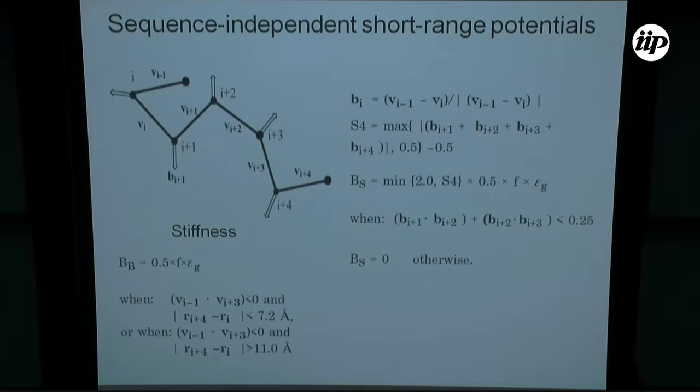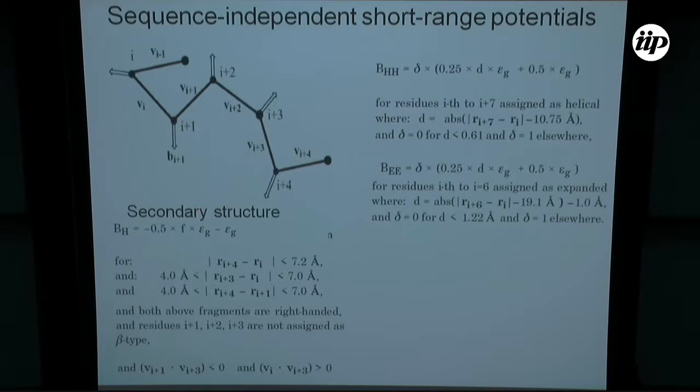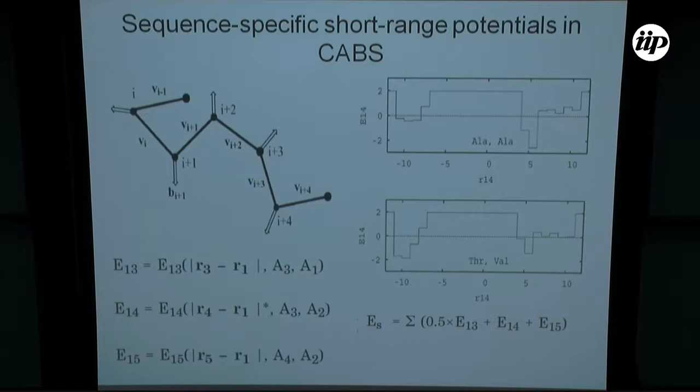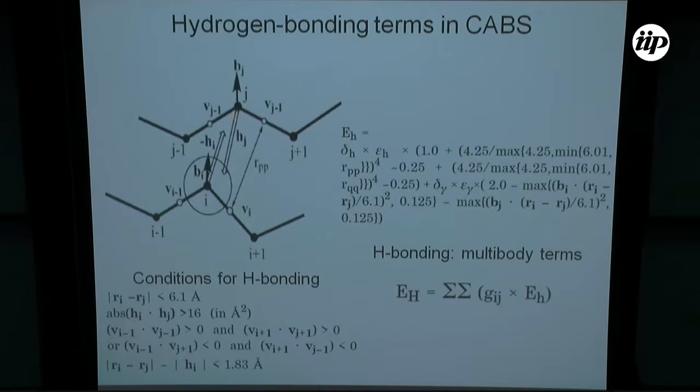These sequence-independent short-range potentials keep secondary structure and prevent too much crumpled structure. You can see here these statistical potentials used in the raw form. These are short-range potentials that are sequence-dependent, so they are maybe like torsional potentials. And hydrogen bonding potentials, which essentially say that if I have a hydrogen bond here and a hydrogen bond here, there is an additional energy bonus added to the equation. So they promote the formation of organized structures.